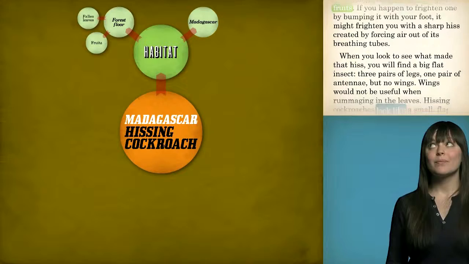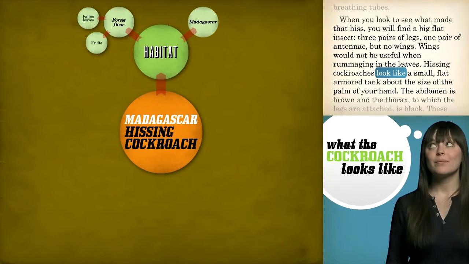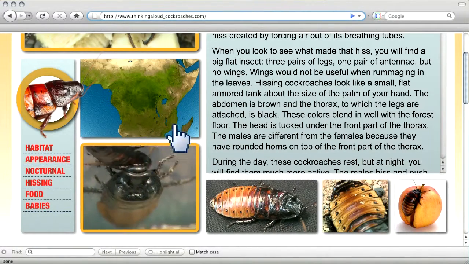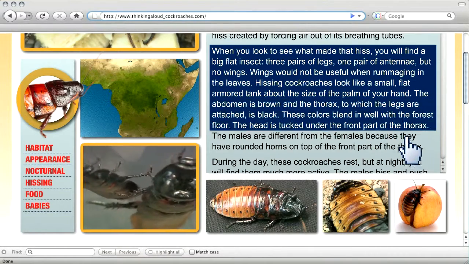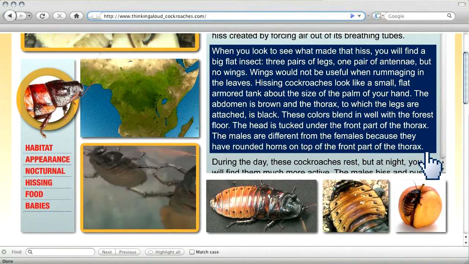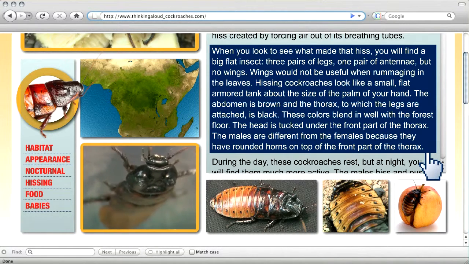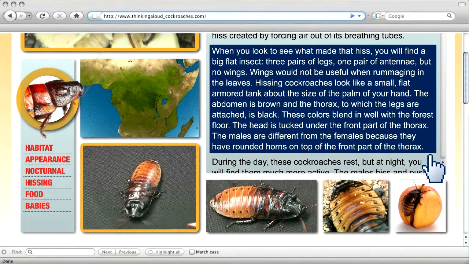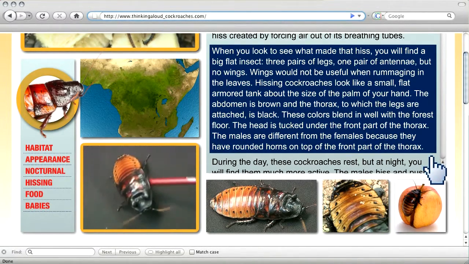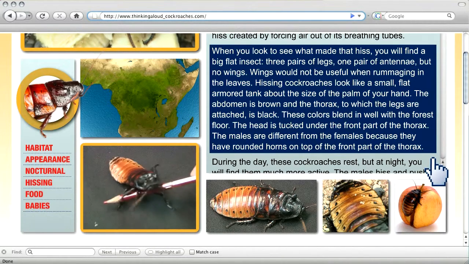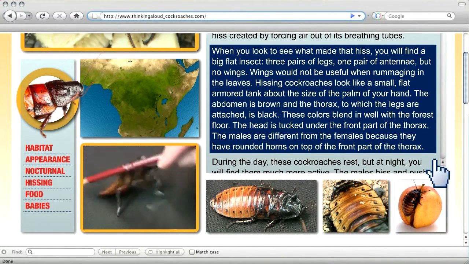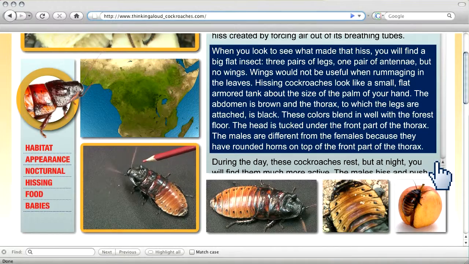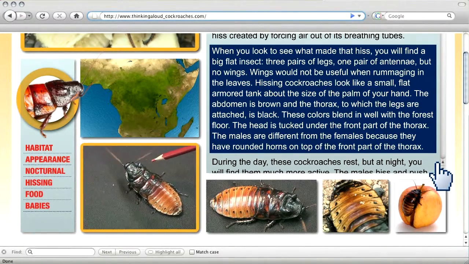From this next paragraph, I notice that the author is describing what the cockroach looks like. I label the next circle appearance. When you look to see what made that hiss, you will find a big flat insect. 3 pairs of legs, 1 pair of antennae, but no wings. Wings would not be useful when rummaging in the leaves. Hissing cockroaches look like a small, flat, armored tank about the size of the palm of your hand. The abdomen is brown and the thorax, to which the legs are attached, is black. These colors blend in well with the forest floor. The head is tucked under the front part of the thorax. The males are different from the females because they have rounded horns on top of the front part of the thorax.